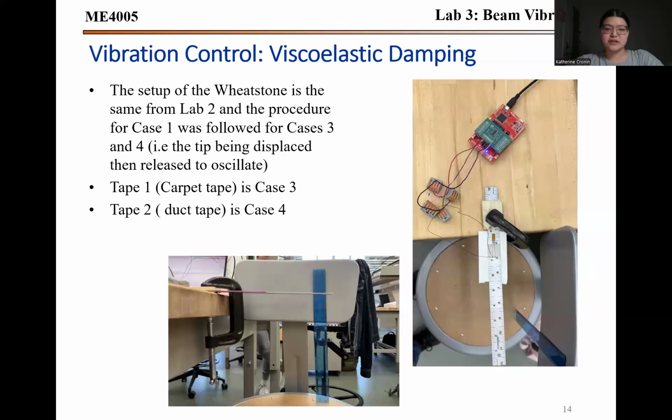And then here you can actually see where we do the Wheatstone setup, which is very similar to Lab 2 for the vibration control. Tape 1 is the carpet tape. I don't know if you can see it very well. The carpet tape was completely white. And then tape 2 was the duct tape, which is case 4. And you can see the setup.